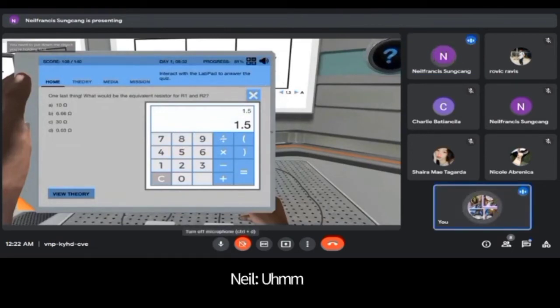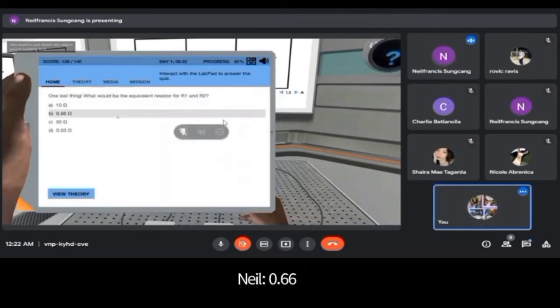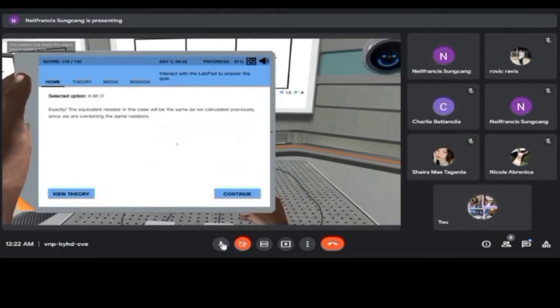6.66 ulit. 6. Para kanina. Exactly. The equivalent resistor in this case will be the same as we calculated previously, since we are combining the same resistors.